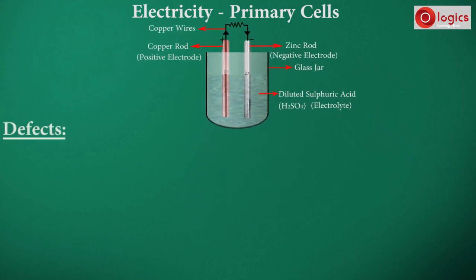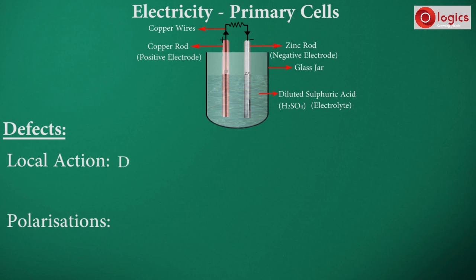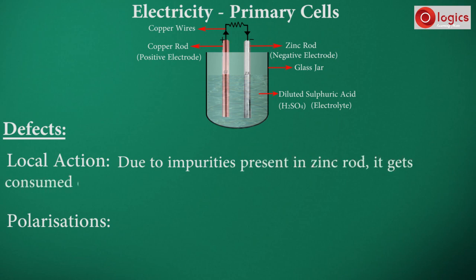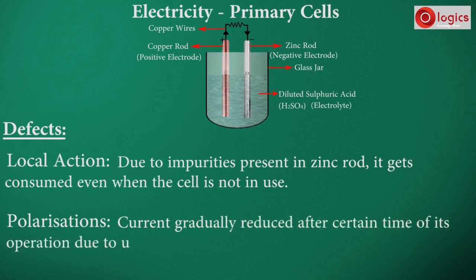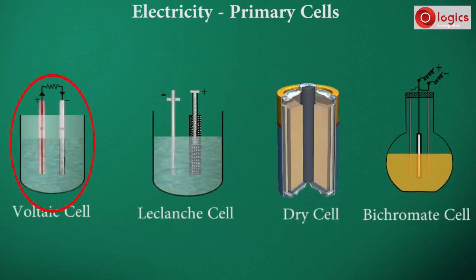The defects are local action and polarization. Local action means, due to impurities present in the zinc rod, it gets consumed even when the cell is not in use. Polarization means the current gradually reduces after a certain time of its operation, due to undesired chemical reactions. The voltaic cell defects are local action and polarization.